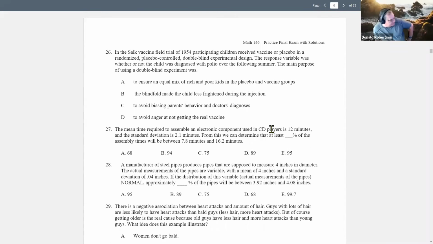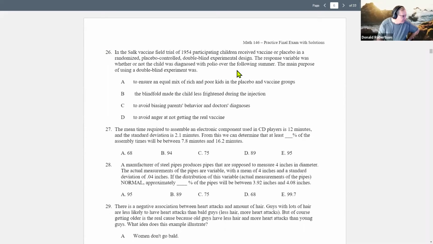Here's question 26. In the Salk vaccine field trial of 1954, it's a classic in the statistical medical world. Does anybody know what that vaccine was for? Oh, I thought you said salt vaccine, and I was like, why are you injecting salt? Was it polio? Salk. It was a polio vaccine. Polio was a vile disease, right? It affected the limbs of lots of kids, and they ended up in wheelchairs, and they didn't typically live so long as well. So that was a big thing, polio, way back in the day.